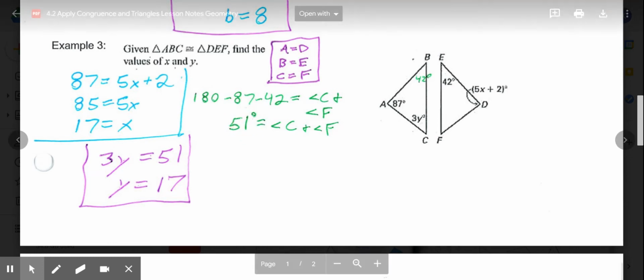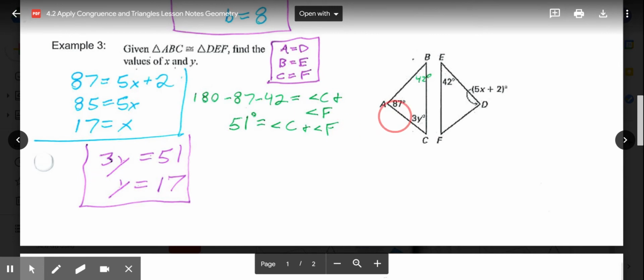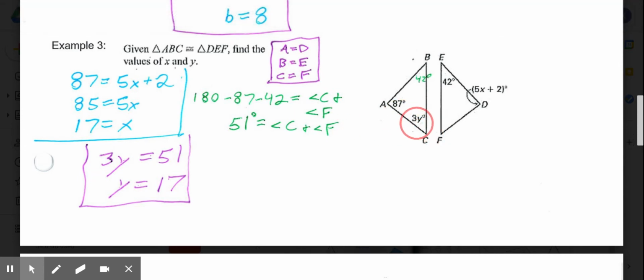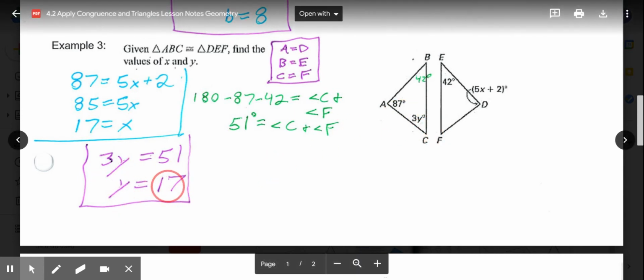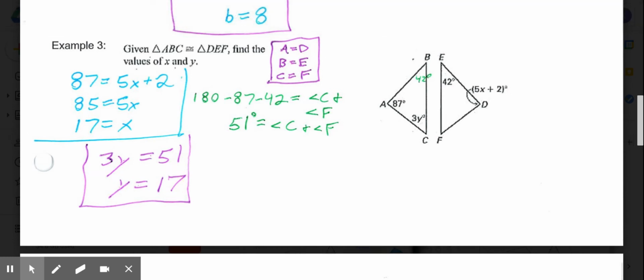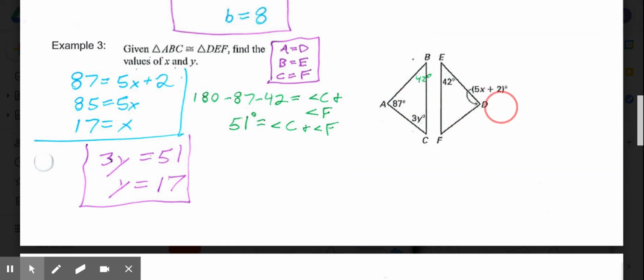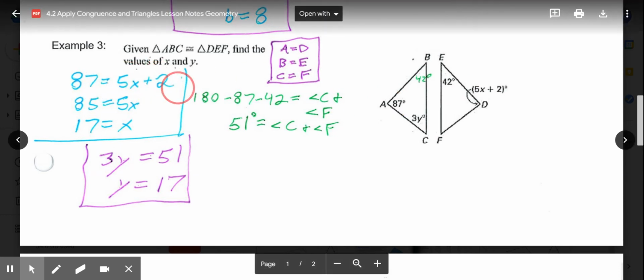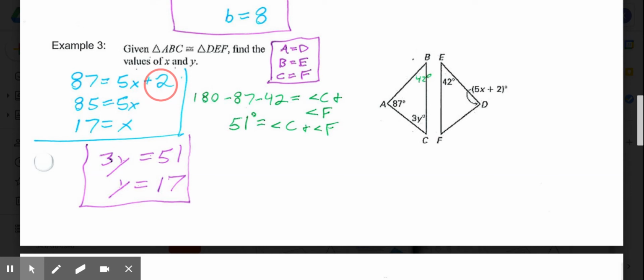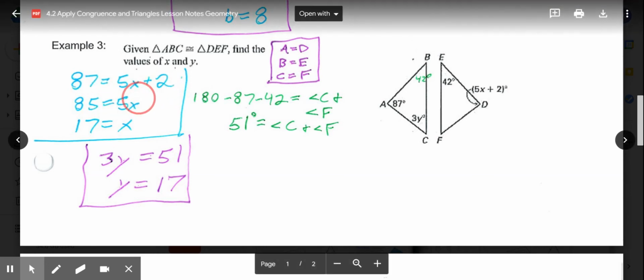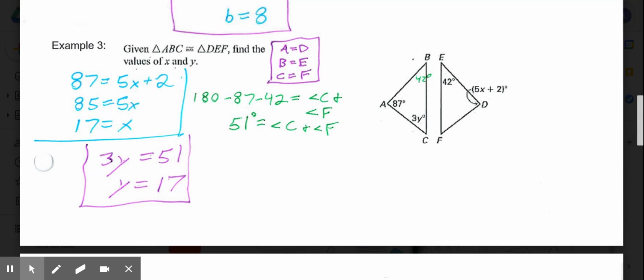So now to figure out y, 3 times y, 3y here, equals 51 degrees. So y would equal 17. And then to figure out x, I know D matches up with A. So D, 5x plus 12, equals A of 87. So 87 equals 5x plus, not 12, 2, sorry. Subtract the 2 from each side. Divide by 5, and x is also 17. So in this case, both x and y are 17.